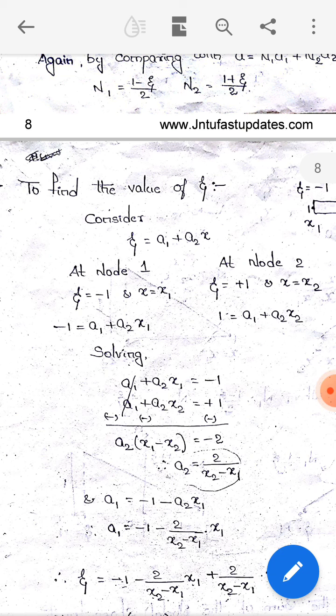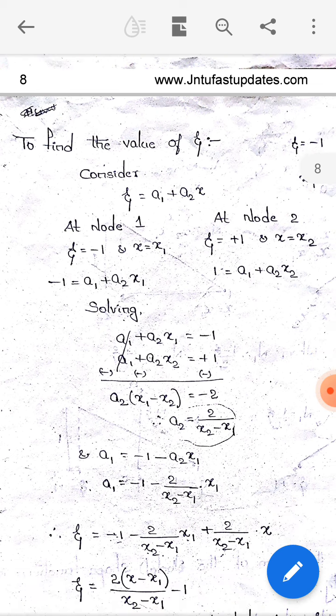Initially, we have checked for displacement u. The u equation is a1 plus a2x, a linear polynomial equation. Instead of u, whatever you want, f of x is equal to that. If you want y, y is equal to that. If you want zeta, zeta is equal to a1 plus a2x. So, you want to find the zeta value.